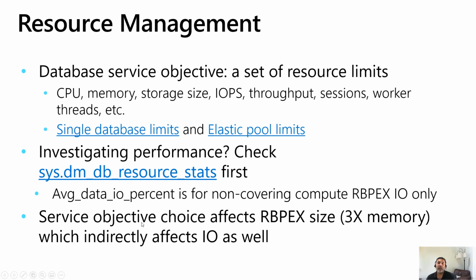One thing to note that is different on Hyperscale is average data IO percent. That in dm_db_resource_stats is only for the local RBPX IO. There's no governance today on remote IO to the page server. So that can be a little different than other tiers, and be aware of that. The other thing is that the service objective, a.k.a. the number of cores on compute, affects the RBPX size, because RBPX, or the resilient buffer pool extension, the non-covering cache on compute, is 3 times the size of memory for that tier, and it indirectly affects IO as well.